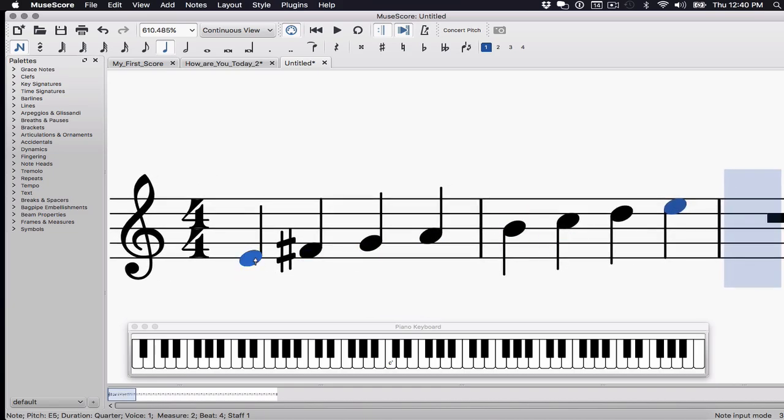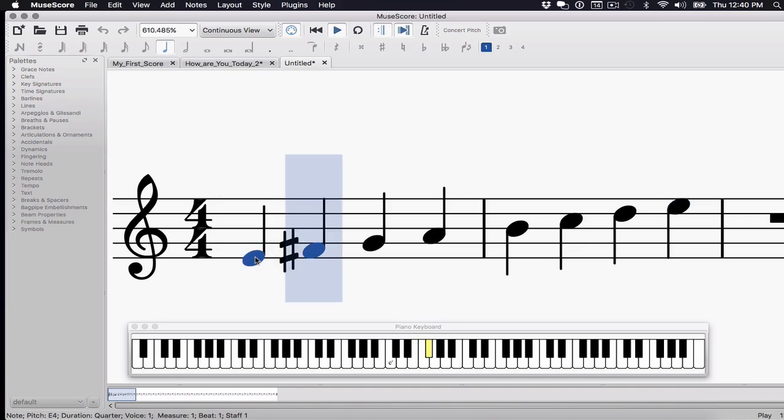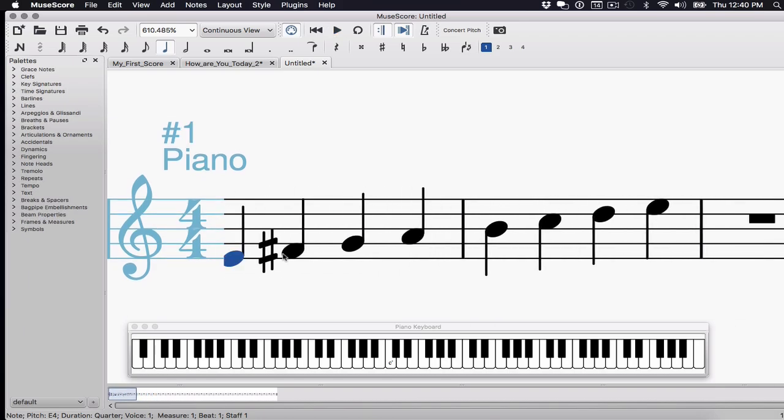So whole step, half step, whole step, whole step, half step, whole step, whole step. That is our minor scale pattern. Let's hear it. Okay, so that's an E minor scale.